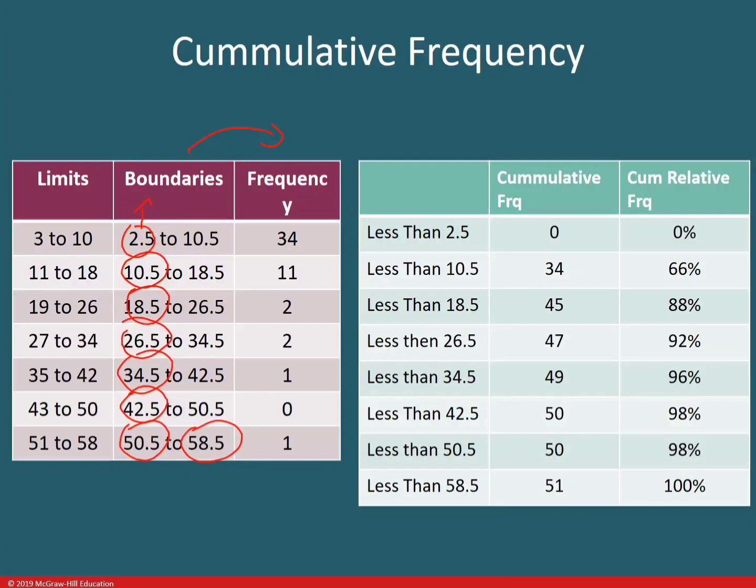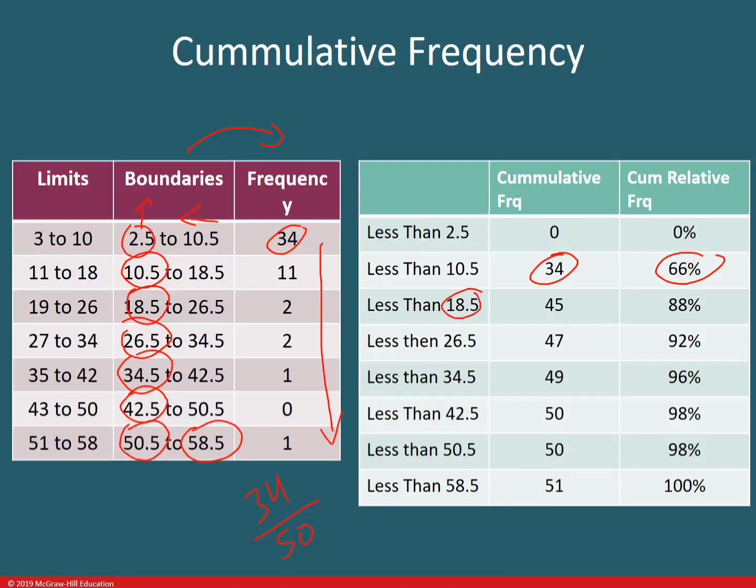Well, there's none that are less than 2.5 because I have 34 states between 2.5 and 10.5. Right? Now, how many are less than 10.5? So 10.5 or lower, that would be 34. So 34, which is 66% of my data. That's because 34 divided by 50. There are 50 states, right? So 34 divided by 50 is 66.